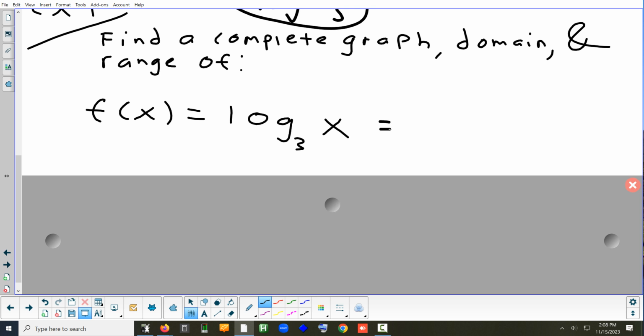Okay. Does the calculator have a button for log base 3? Oh, saving that. Wrong class. Thank you. You're welcome. 58.